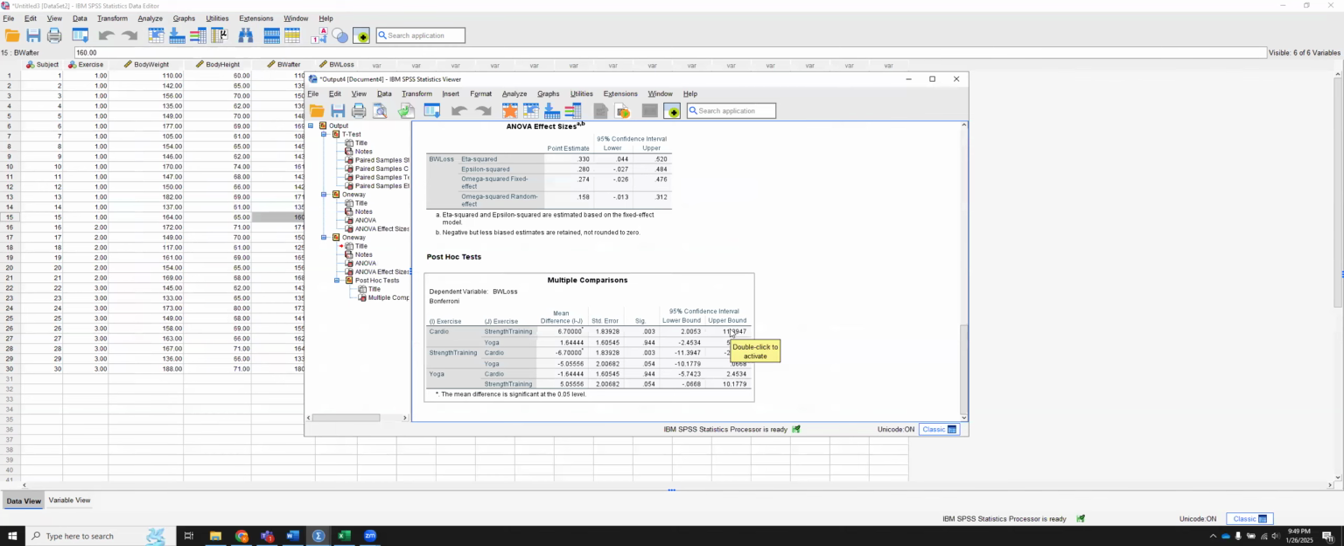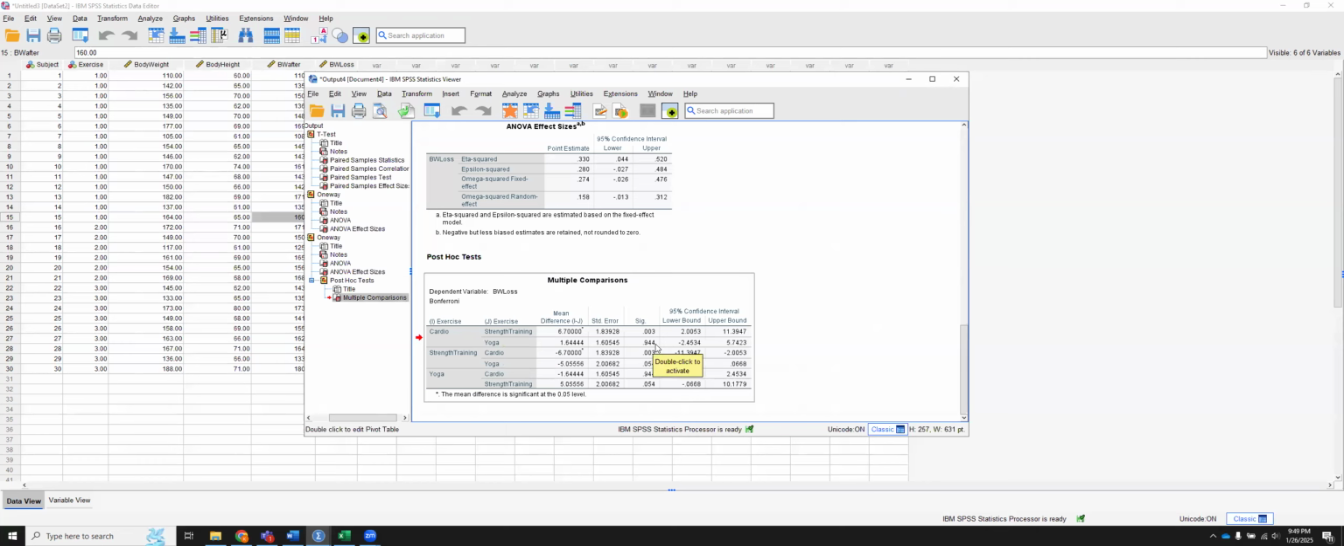Here we go. Now we can see an additional table. Basically, you can compare cardio with strength training. You can see cardio definitely has a significant difference to strength training. But for cardio and yoga, the p-value is much greater than 0.05, so there's no significant difference between cardio and yoga. Also we can compare strength training versus cardio. Again, there is a significant difference.